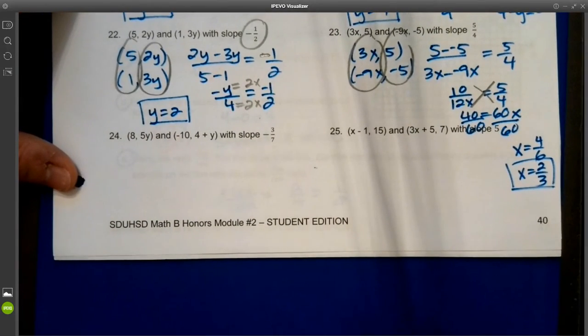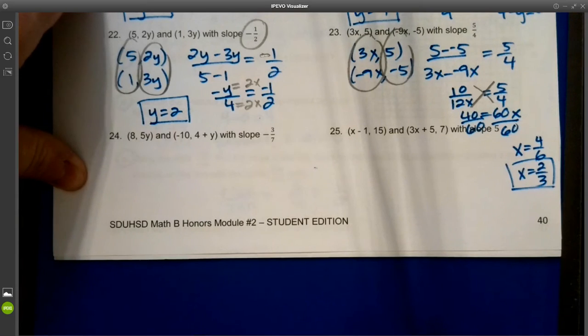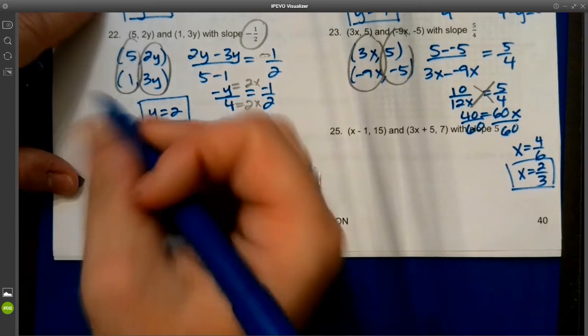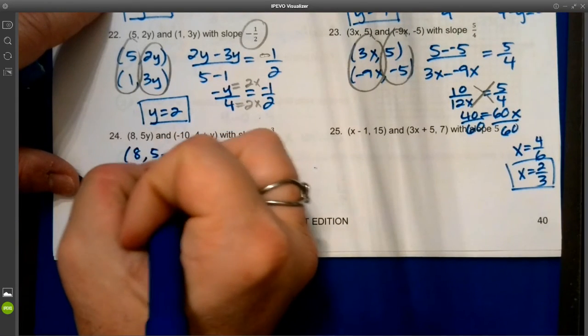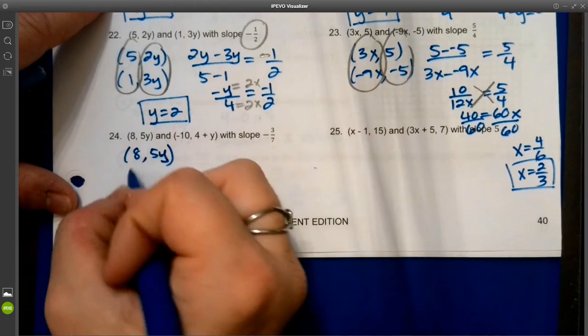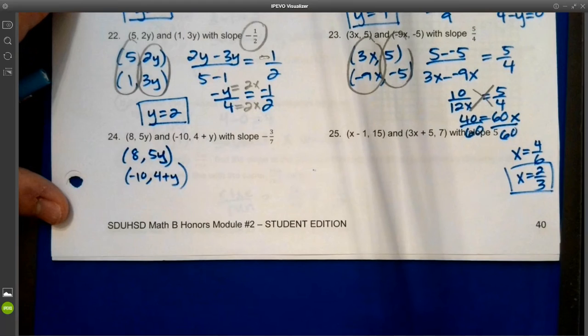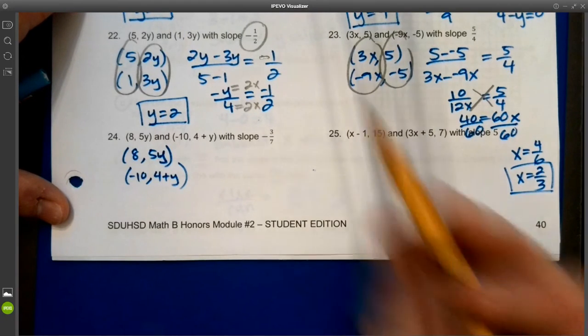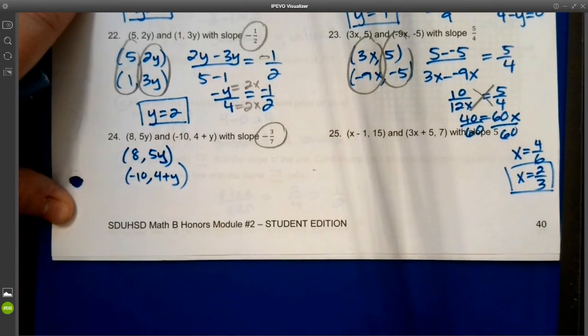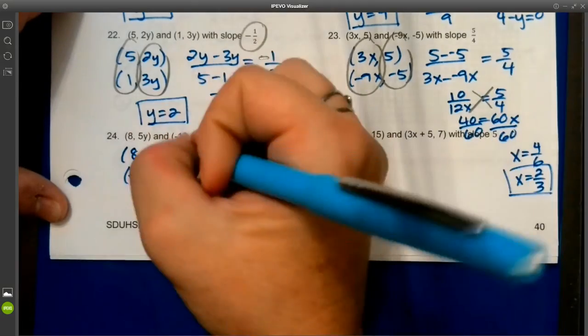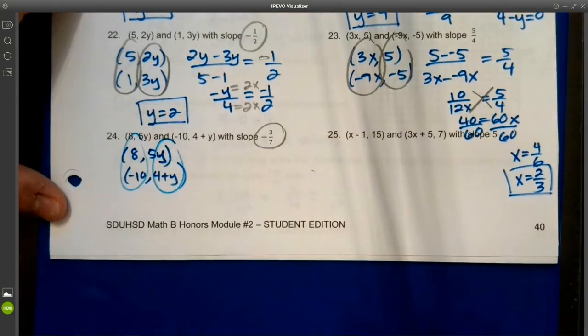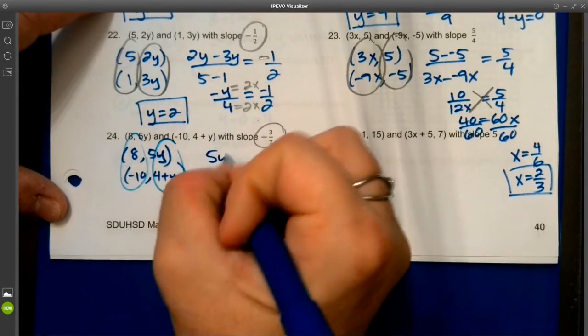24. Again, whoa, what's up with this 4 plus y? Oh, boy. So again, I'm going to get 8 and 5y. Whoops. And I've got -10 and 4 plus y. So I'm going to stack them and, of course, subtract them, find the slope, and set the slope equal to -3/7. So here I go. So I stack them. Subtract them. Y over x, you know.